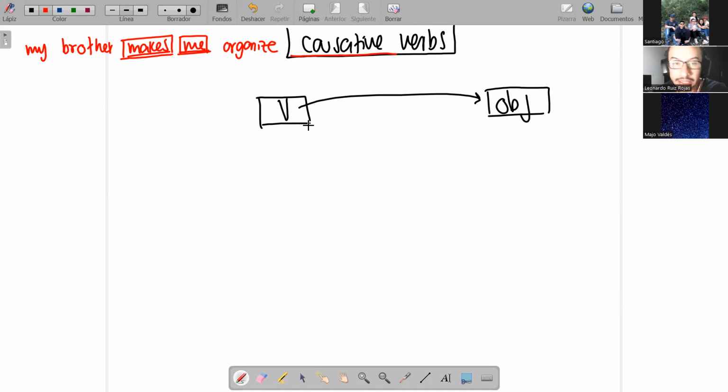So the causative verbs are verbs that always go over an object, any person can be, and what they do is cause an action over the object that I'm talking about. For example, in this case, my brother is the subject. The verb is make, and then I am the direct object. And the action we have here is the indirect object, which is the action that I have to do. So in that case, the idea is that all of these are going to manage an action afterwards.